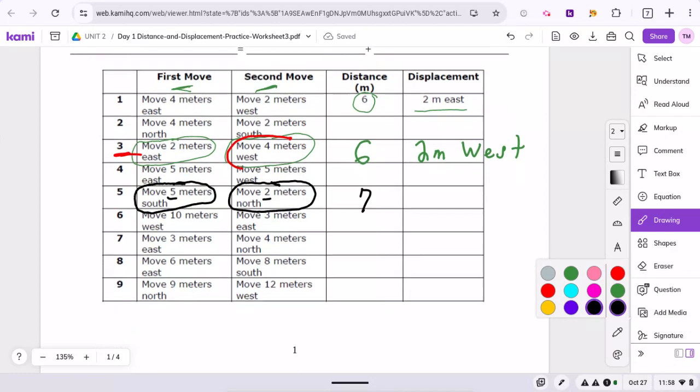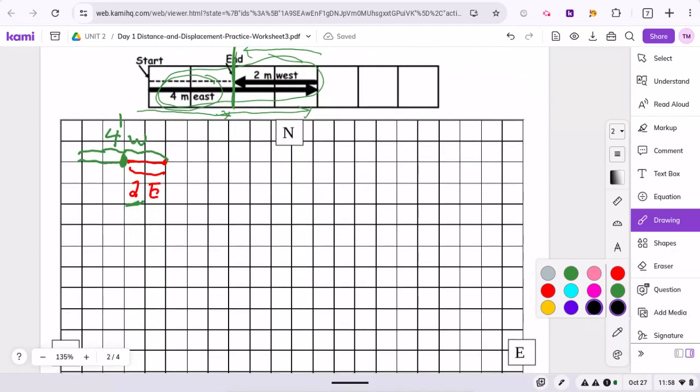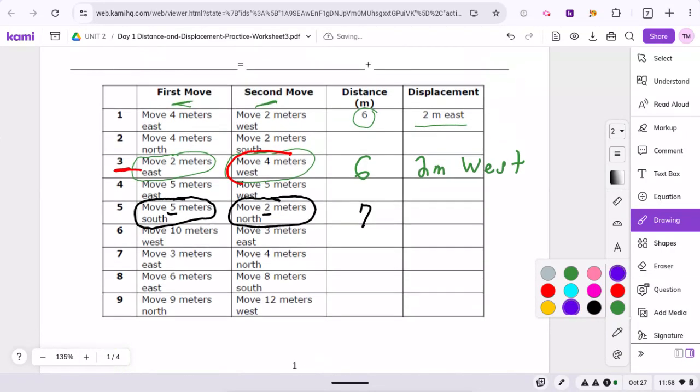So 5 south, 2 north. So starting here, 5 south, 1, 2, 3, 4, 5. That's 5 south. And then going 2 north, 1, 2, 2 north. So from your starting spot, which is here, you'd end up here. So that would be 1, 2, 3 south, 3 meters south.